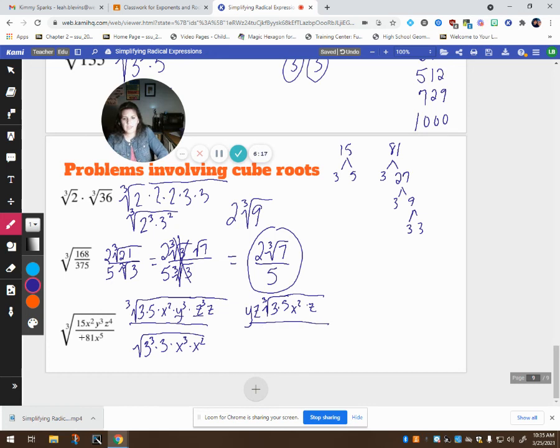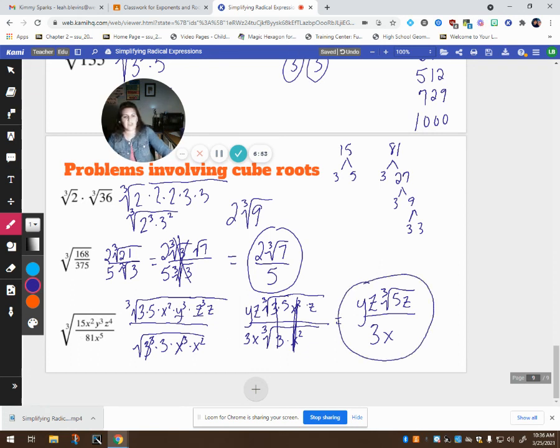On the bottom, we can pull out a 3 and an x. So I have a 3 and an x times the cubed root of 3 and x squared. Look what happens. I have a cubed root of 3 on top and a cubed root of x squared on top, so those cancel. I'm left with y times z times the cubed root of 5z on top. And in the denominator, I'm left with 3x, because the cubed root of 3x squared canceled with the one on top. So this is my simplified answer.